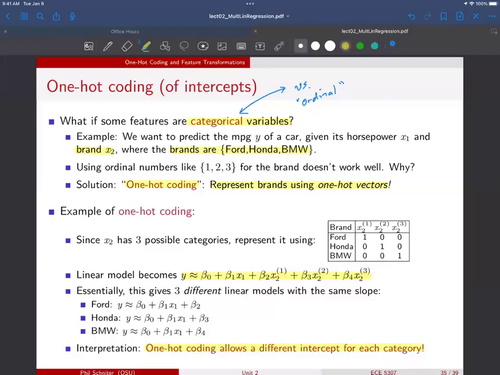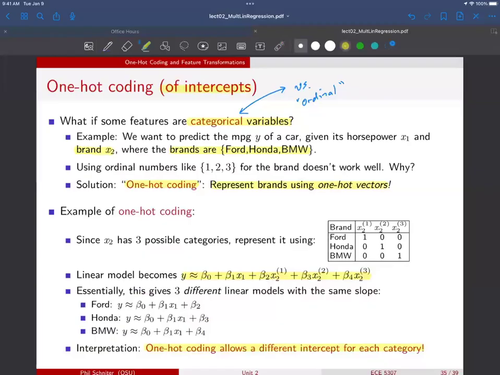Okay, so this is actually not the only thing you can do. This might make sense if you think there's not any single intercept beta 0 that can really fit all my data, because my data has 3 flavors: the Ford data, the Honda data, the BMW data.